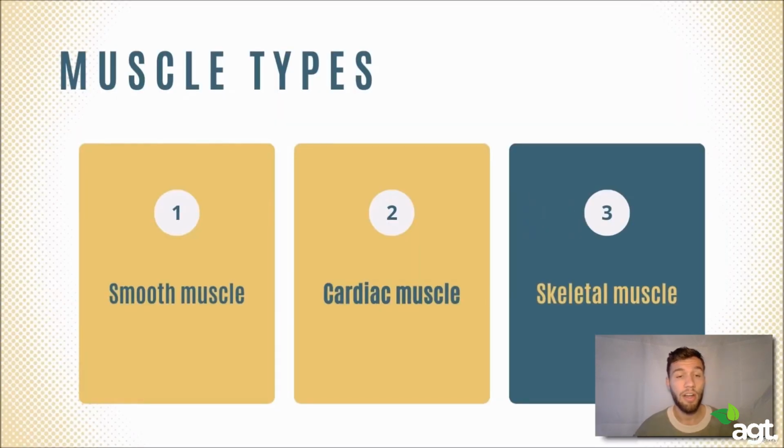As you can see, there are 3 different types of muscles: the smooth muscle, the cardiac muscle, and the skeletal muscle. Now, the skeletal muscle is different from the other 2, and it's the one that we refer to when we talk about building strength and power. Usually when we talk about muscle training, we mean the skeletal muscle, but I will just give you a quick overview of each of these 3 different muscle types.